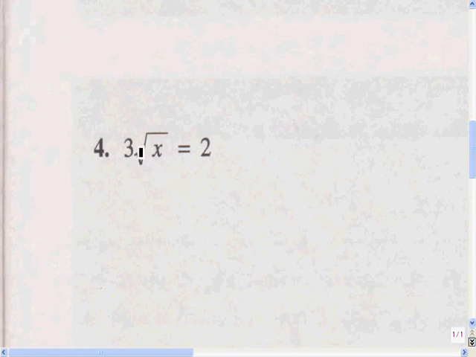And what's the inverse of multiplication? What's the opposite operation? Division. So I'm going to divide by 3. What's 3 divided by 3? 1. And what's 1 times radical x? Radical x. But what I do to one side, I have to do to the other to keep the equation equal. So I'm going to divide this side by 3.